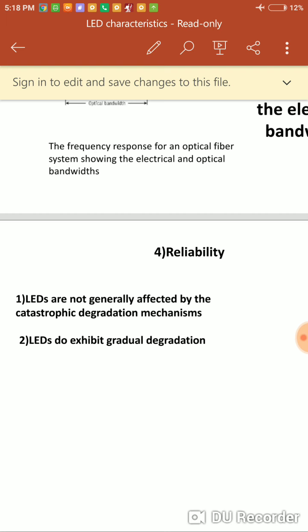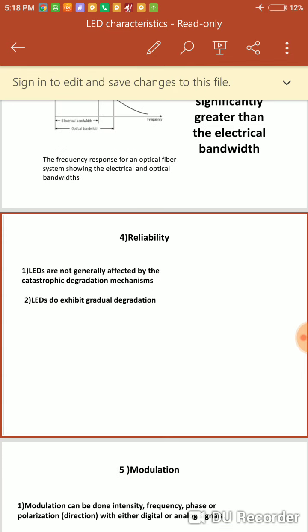When the catastrophic degradation takes place, suddenly the working of the device stops and we are not able to get any output light from that optical source. In case of LED, this catastrophic degradation is not present. So catastrophic degradation is present only in the laser and it is absent in the LED.